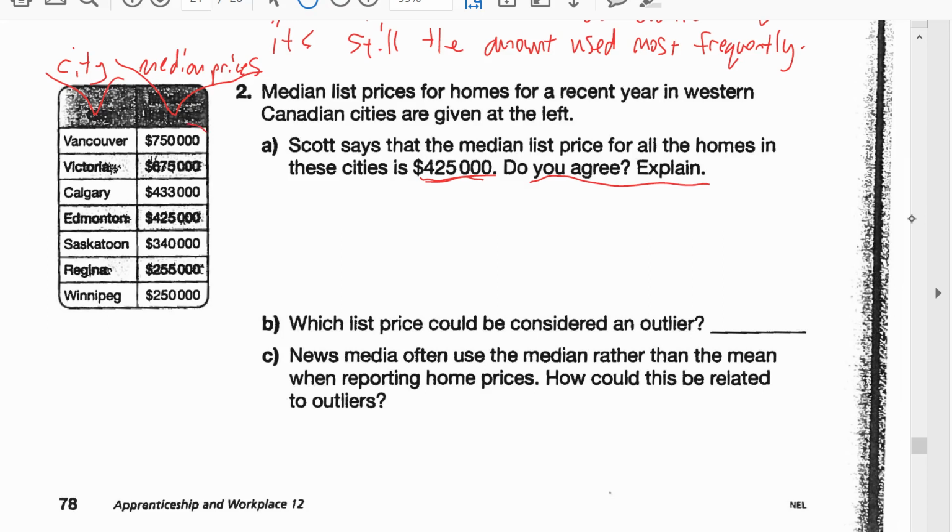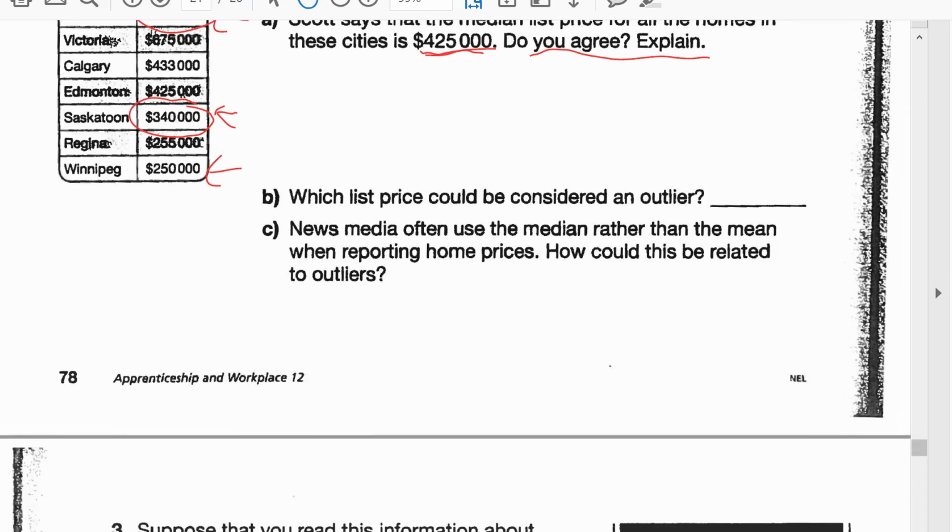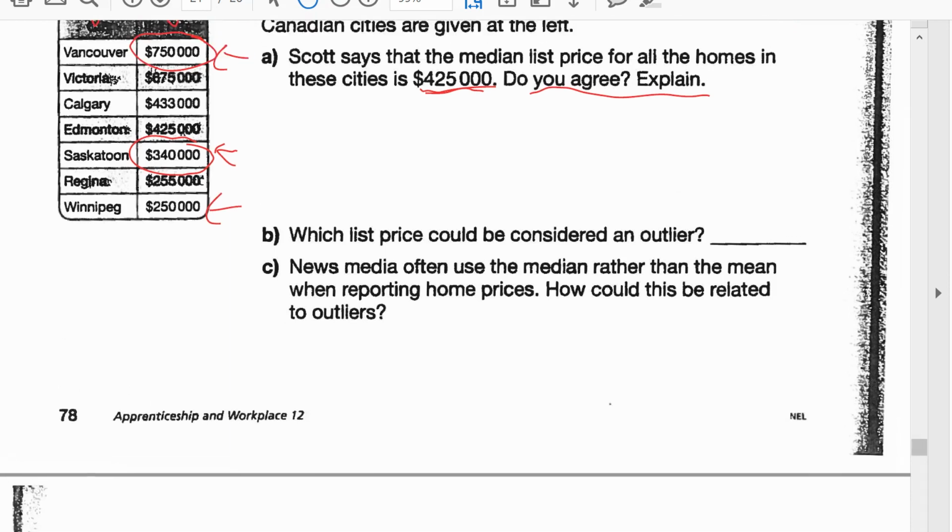The weights of these are different. To get like Vancouver for this price, there's a lot more homes in Vancouver than there is in Saskatoon. So this has a larger weight than this. Same with Winnipeg. What is there, 700,000 people in Winnipeg? Vancouver's got like millions. So the weight matters. Which list price should be considered an outlier? Well, obviously Vancouver, I'll give you that one because it's quite high compared to the rest.